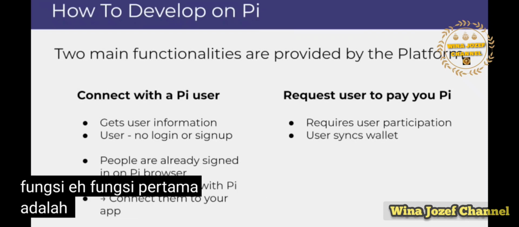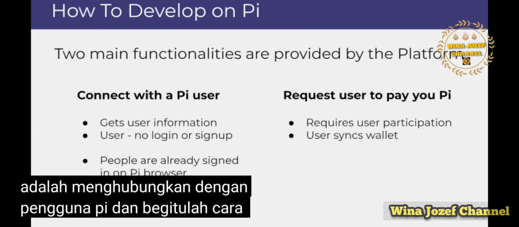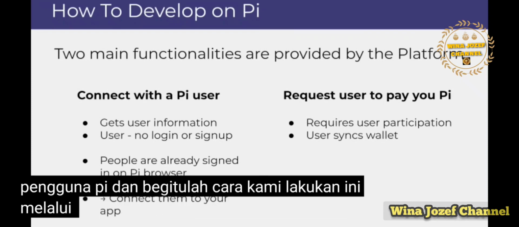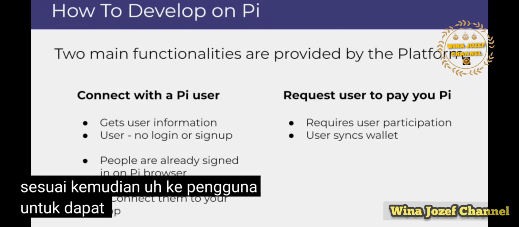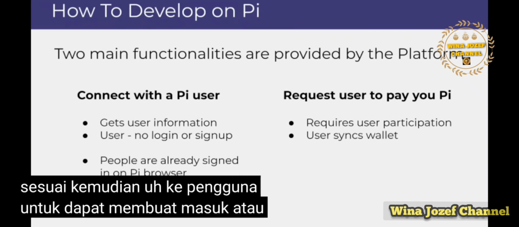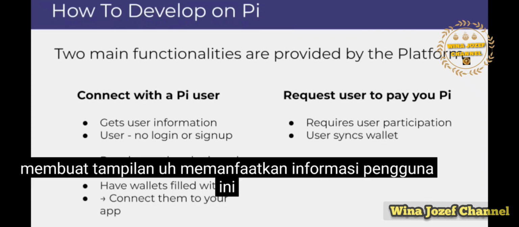The first functionality is connecting with a Pi user. And the way we do this is through an access token. And this access token corresponds to a user to be able to create a sign-in or to create a display utilizing this user's information.